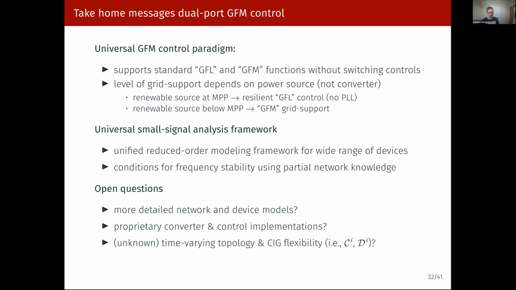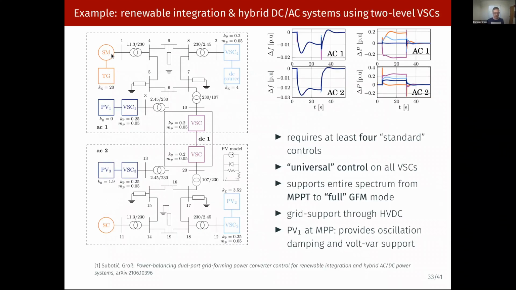So to show a few examples, here's a power system where we have a synchronous machine with a turbine governor system. This is an IEEE 9-bus system now with a battery storage system, a PV system, and an HVDC connecting this to yet another system.